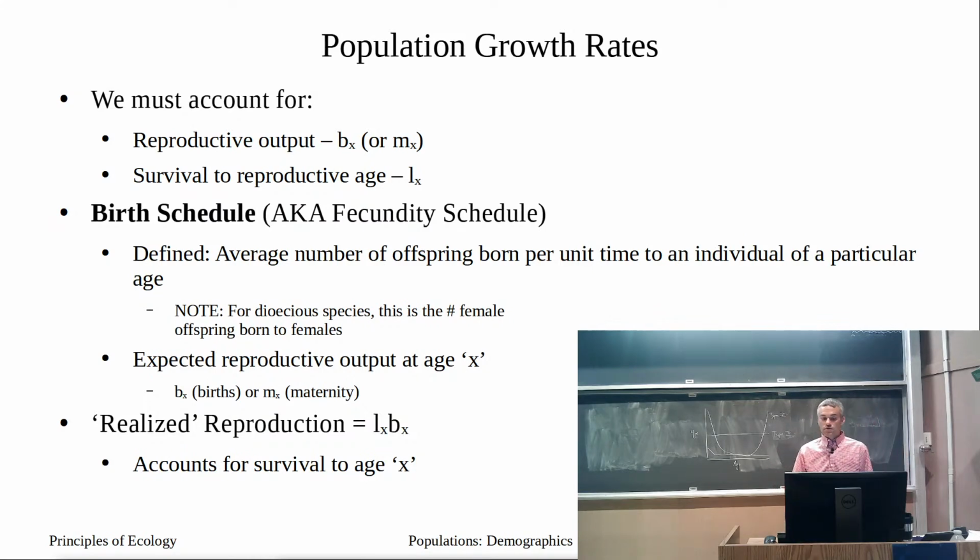All right? So what we do is multiply this LX and BX columns to get a variable that I'll call "realized" reproduction. I put realized in quotations because it's not really necessarily a thing, but it kind of gets across this idea that our individuals have to not only survive, but they also have to reproduce. And that's important. It's important when we predict population growth and decline.